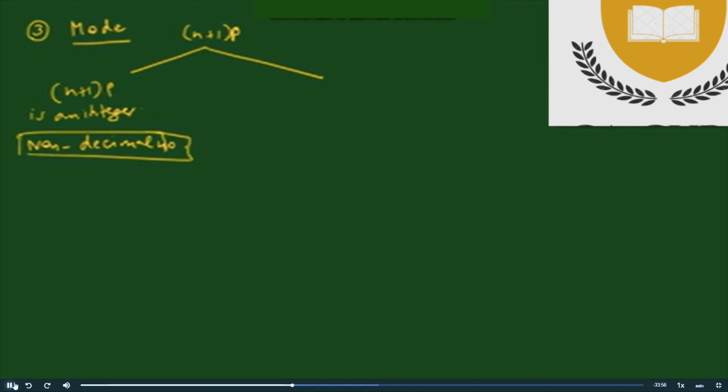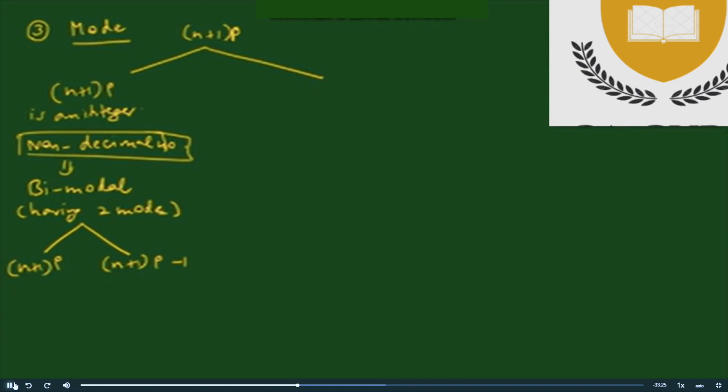One case is (n plus 1) into p being an integer, in which case that particular distribution is bimodal. Bimodal means having two modes. And what are the two modes? And why does it have two modes? Because whenever you have an integer, you have to pull out the mode in this manner. The first mode will be (n plus 1) into p. The second mode will be (n plus 1) into p minus 1.